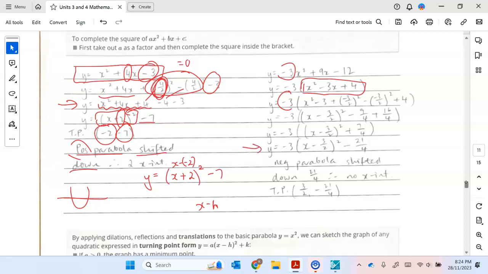That negative 3 does tell me that it's been reflected and dilated, but we'll talk about transformations later. Here's our value of h, 3 over 2, so there it is in the turning point. And the value of k is 21 on 4. Well, sorry, negative 21 on 4. What I've written here is that it's a negative parabola. I know it's negative because of this negative sign, and it's been shifted down by 21 on 4.